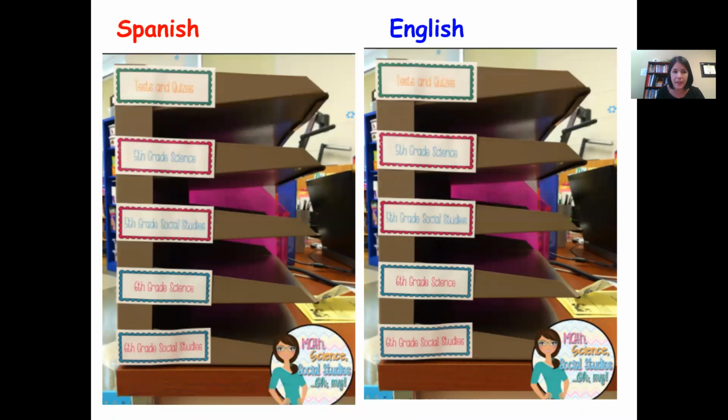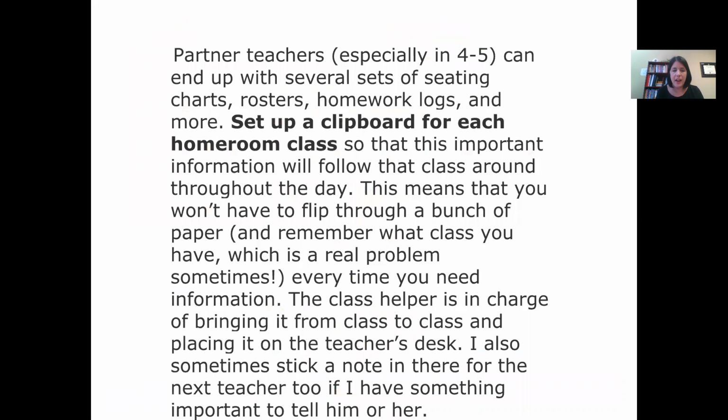Partner teachers, critically important in the grade level, if you're departmentalized, 4th and 5th grade. It's critically important that your procedures are uniform and unified and that they mirror each other. So if the Spanish dual language teacher has one way, the English partner teacher has the exact same way for collecting work. Now, we know partner teachers, especially in 4th and 5th grade, you are dealing with multiple homeroom classes and seating charts and rosters and logs.